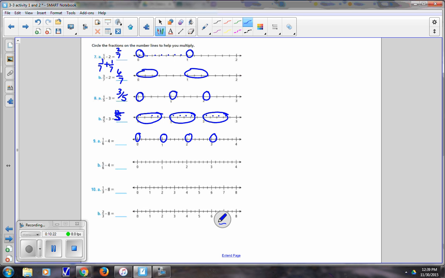1/6 4 times. What's your answer going to be? 4/6. I hope you're starting to see some kind of a pattern. 5/6 times 4. 1, 2, 3, 4, 5, 6 times 4. 2, 3, 4 is 20/6.